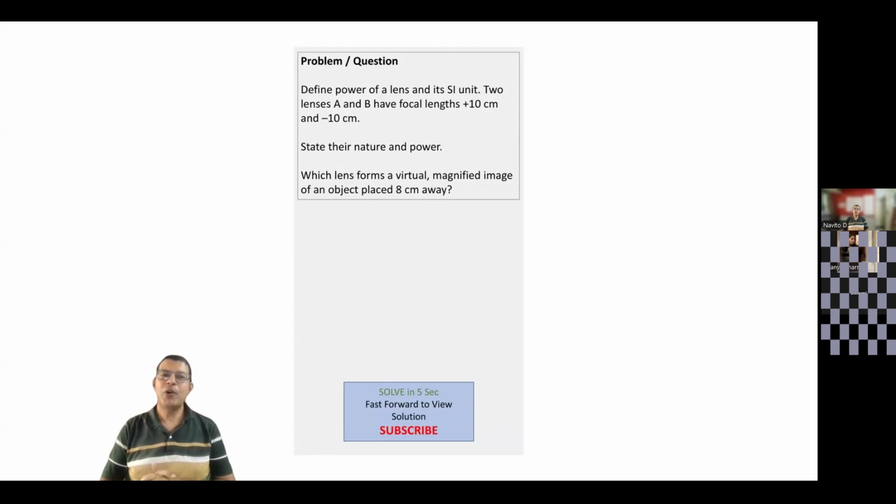First problem. Define power of a lens and its SI unit. And then we have two lenses, A and B. A has, you can see right screen. Yes, sir.